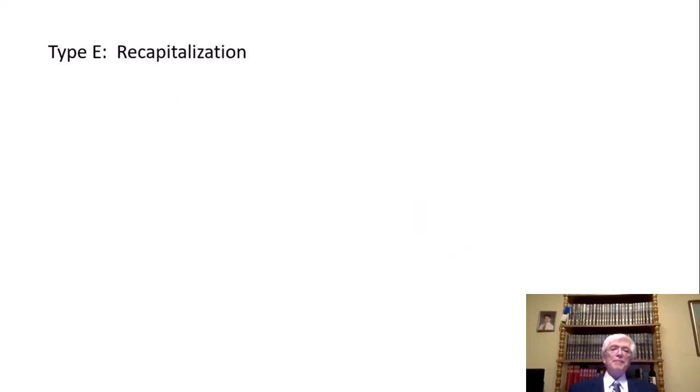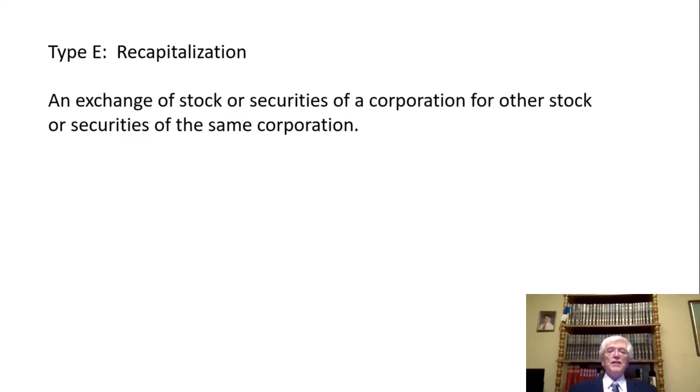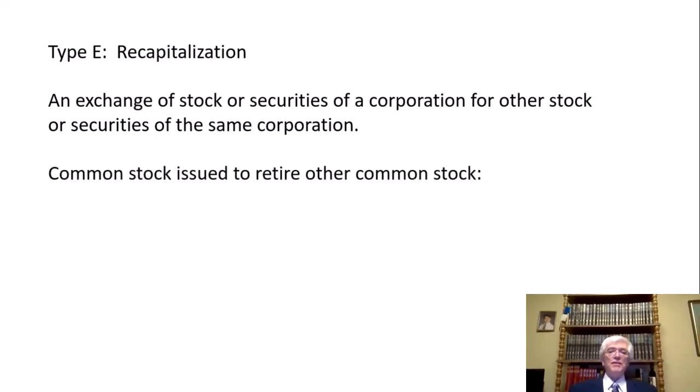Type E is a recapitalization. Now we are going to start the day with one corporation, end the day with one corporation, the same corporation, and we're going to change something about its capital structure, but we are not merging, we are not splitting up, we are just adjusting the capital of a single corporation. So this is an exchange of stock or securities of a corporation for other stock or securities of the same corporation. We're just swapping some kind of securities for other securities inside the same corporation. We're readjusting the capital structure of this corporation.